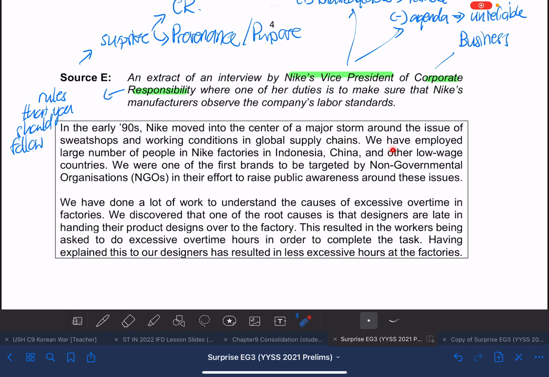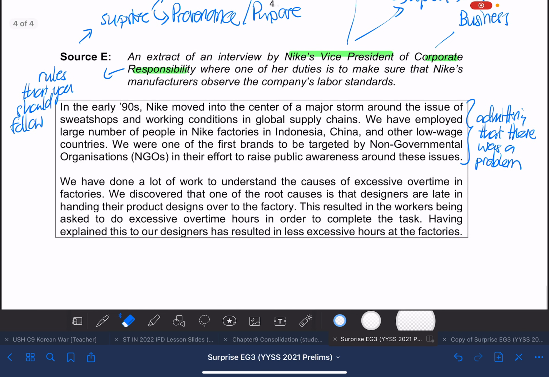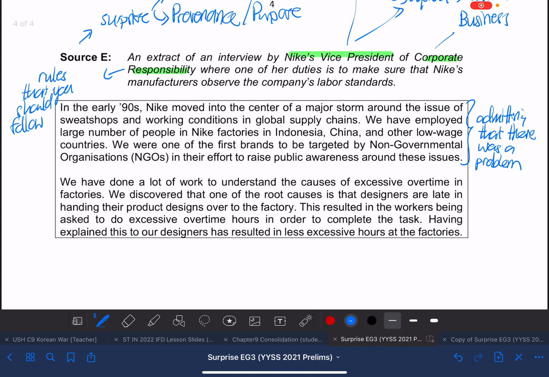This is what Nike says. We've employed a large number of people in Nike factories in Indonesia, China, and other low-wage countries. We were one of the first brands to be targeted by non-governmental organizations or NGOs in their efforts to raise public awareness around these issues. So here, what she's doing, she is admitting that there was a problem with Nike. She admits that in the early 1990s, hey, we also discovered that maybe we haven't been treating our workers very well. But that was in the 1990s. Let's try to figure out what this vice president is going to say next.